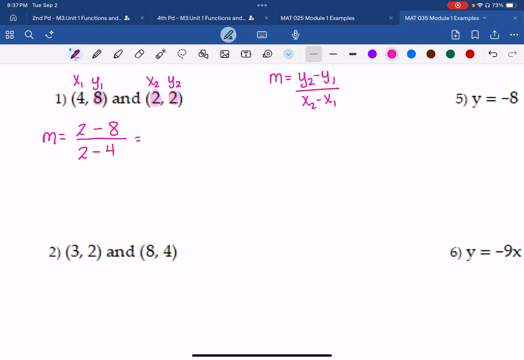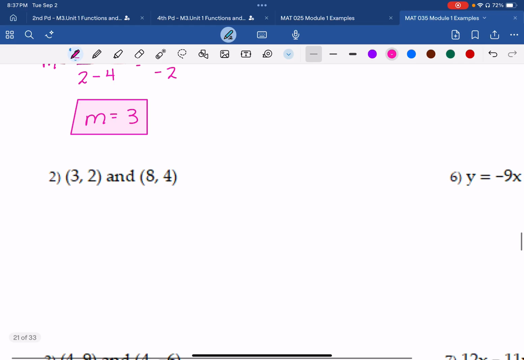When I do that subtraction, 2 minus 8, that's going to give me a negative 6. 2 minus 4 is going to give me a negative 2. And when I simplify that, I get a positive 3. So that means that the slope is going to be 3. And that's it. That's all you have to do when you have ordered pairs.